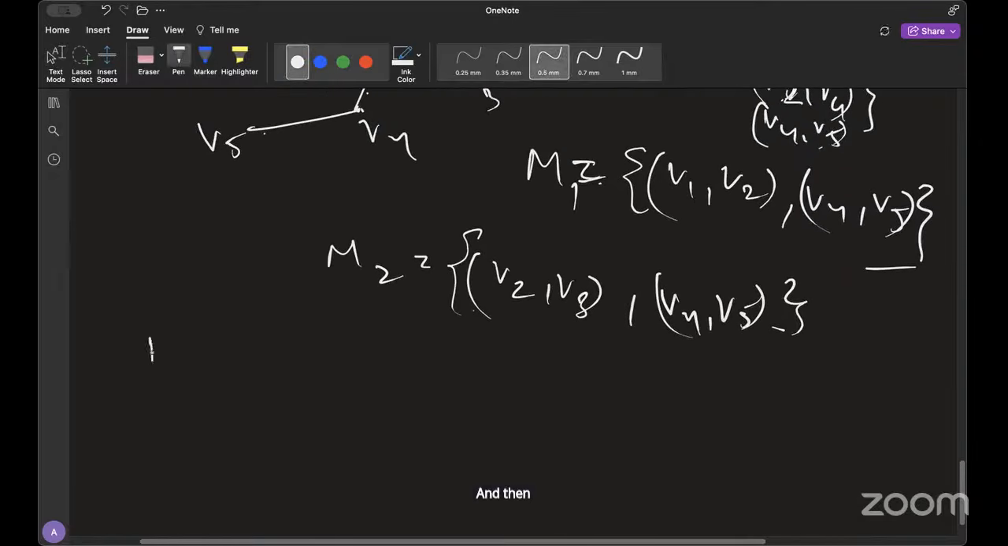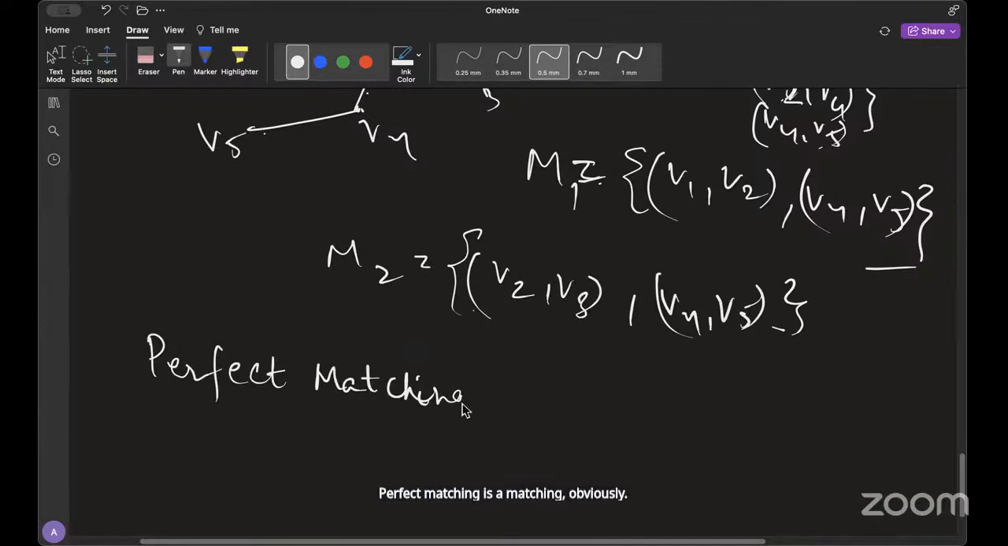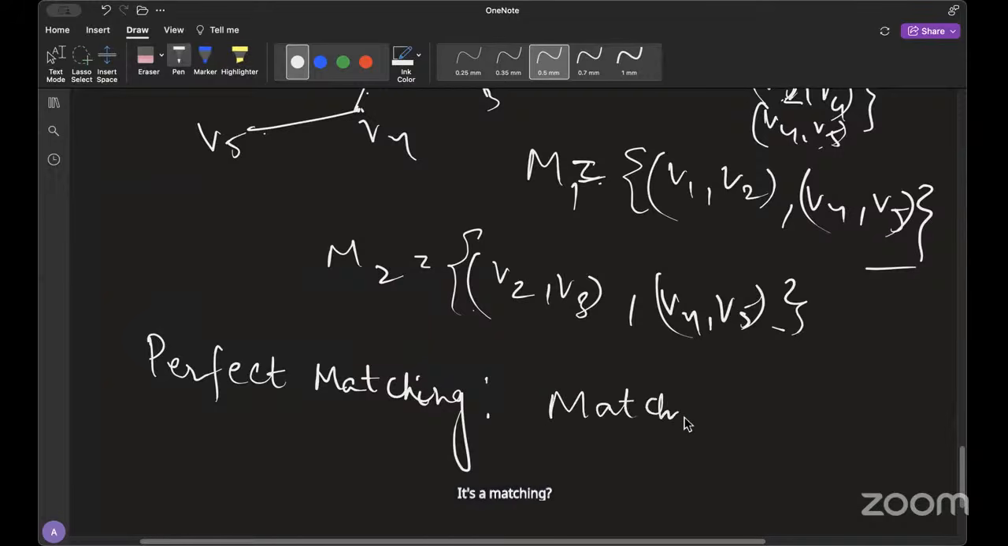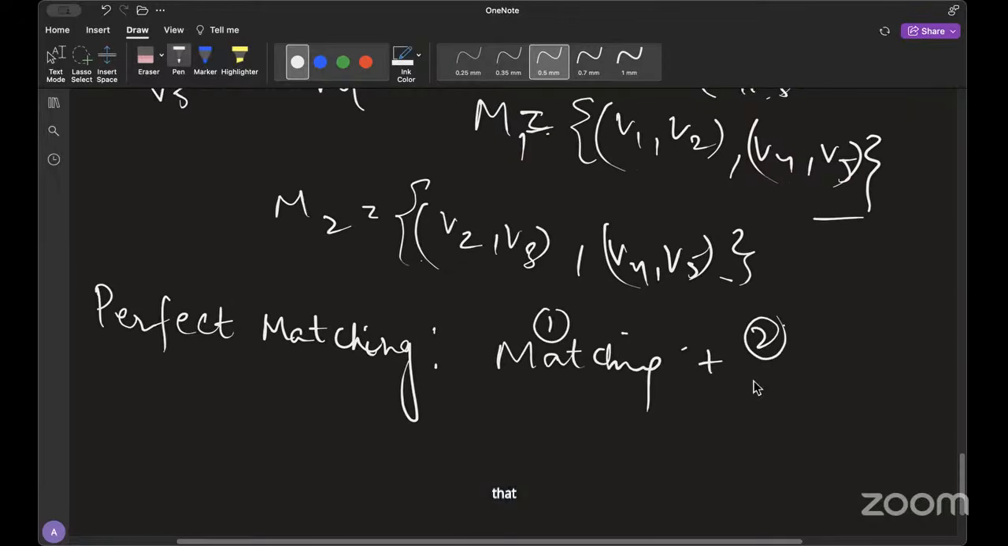And then let's first discuss perfect matching. The perfect matching is a matching, obviously. That means it's a collection of edges such that no two edges have a common vertex. It's a matching, first condition. And then the second condition is that every vertex should be covered.